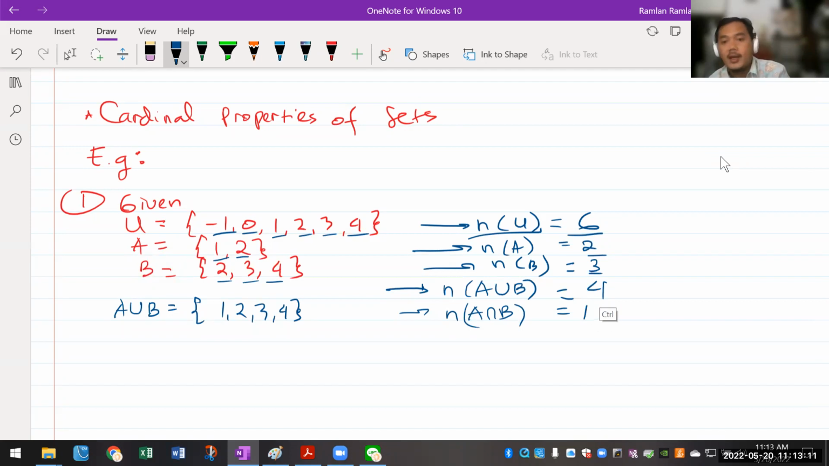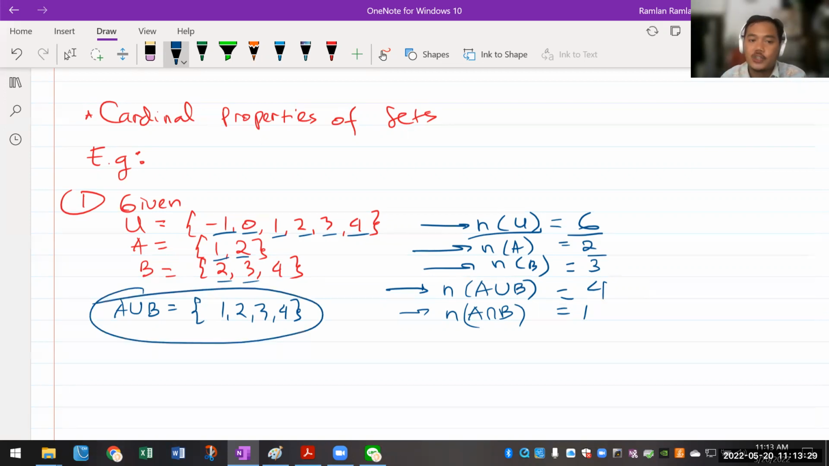Okay. The next question is n(A union B). Saya ulang ini lagi ya guys. When you want to find the cardinal number of n(A union B), you need to find the elements of A union B first. This is what you need to do first before answering this question. A union B means that you combine all the elements from set A and set B, right? You combine all of them. So you combine these and these, right? 1, 2, 3, 2, 3, 4. You combine them.